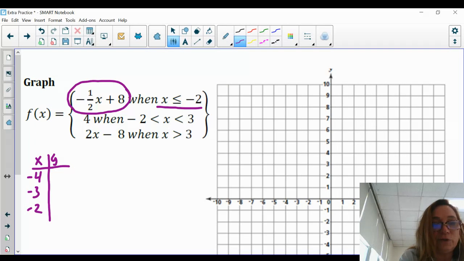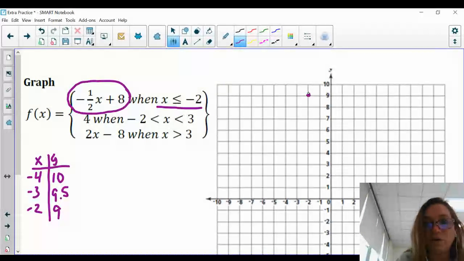Okay, so I substitute in a -4. That gives me a 10. I substitute, that gives me 9.5. I'm probably not going to graph that. And then this gives me 9. Okay, so I'm going to go to -2 comma 9. And that's going to be a closed circle. And then 4 comma a half. And that's just going to be a point. I'm going to extend through it and create an arrow.